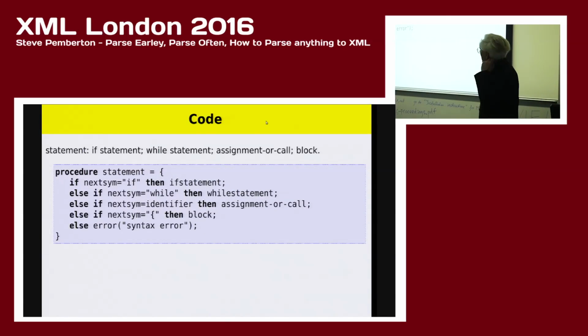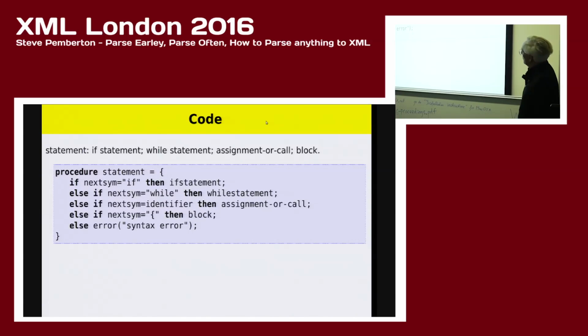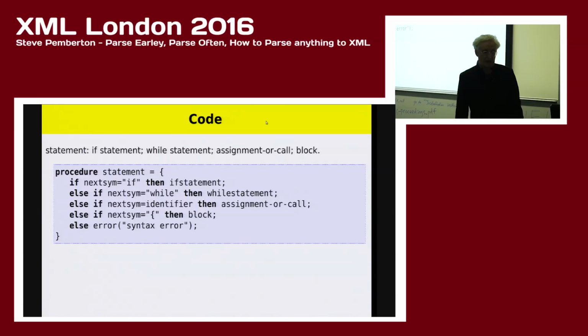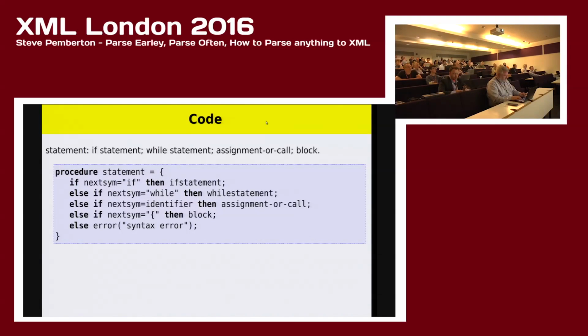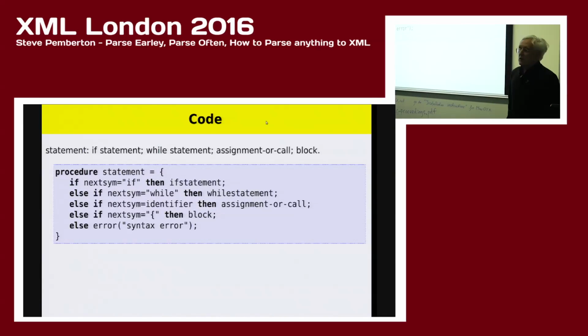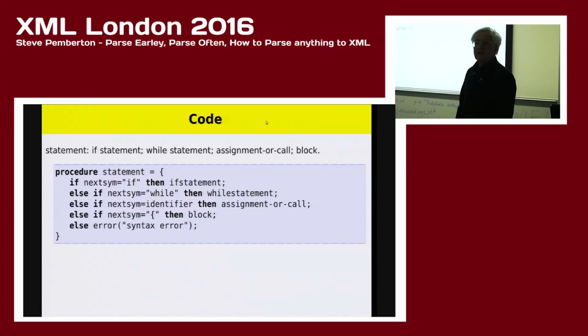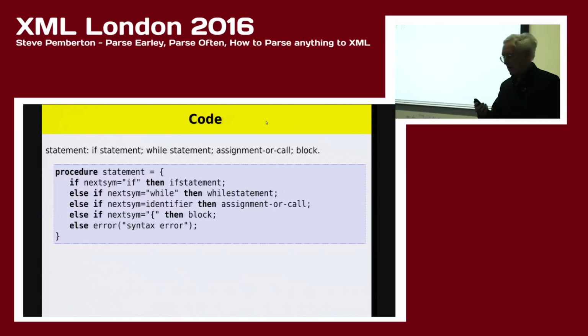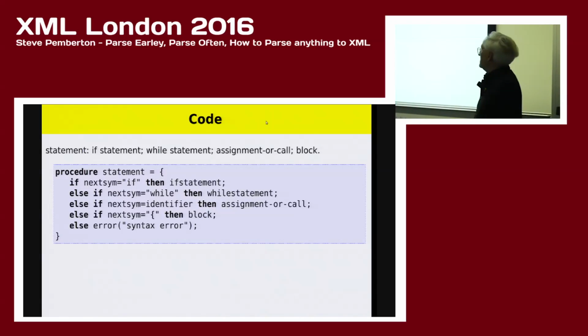The interesting one here is the statement. As I said, you can decide based on the next symbol which of the sub procedures you're going to call. So if the next symbol is an if, then you call if statement. If it's while, then you call while statement. If it's an identifier, then you call identifier a call. If it's a brace, then you call block. And otherwise, none of the options match, and so you can then say, well, there's a syntax error. Of course, if you're going to make an industrial strength parser, you're going to add lots of stuff like error recovery and so on. But this is the basic method.